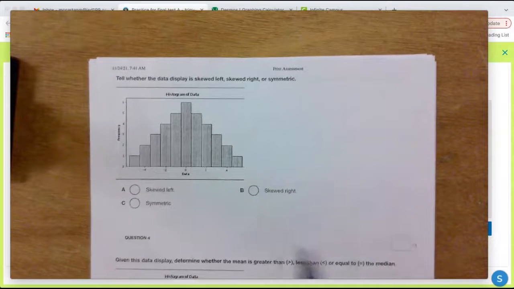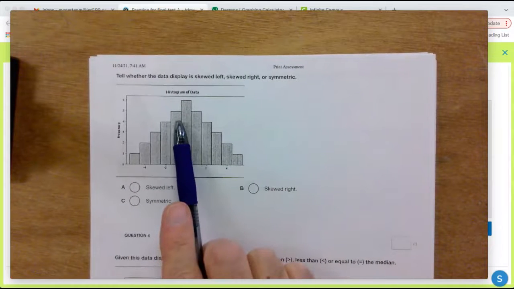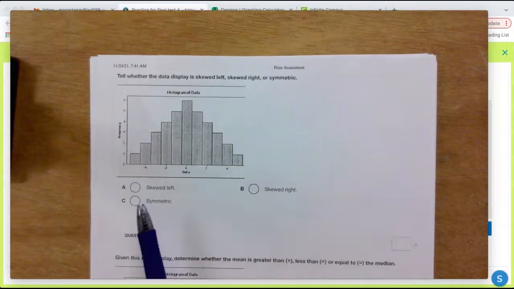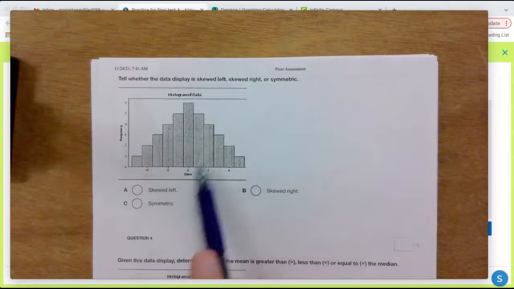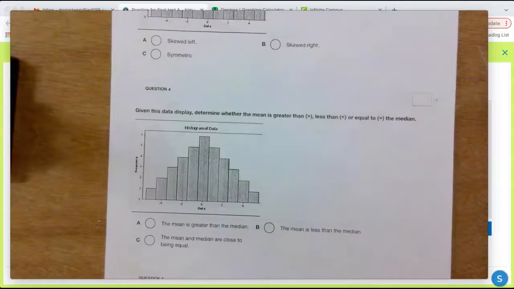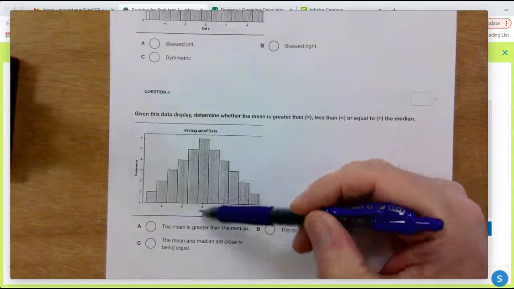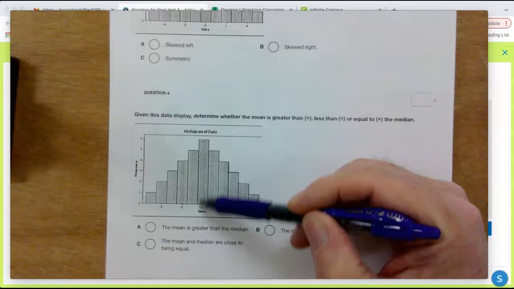Guys, number three, when the display has the tails exactly the same on both sides. When the tails are the same on both sides, it's symmetric, okay? Equal on both sides. And when that happens, the mean and the median stay almost the same. They stay right in the middle. The mean and the median staying the same.